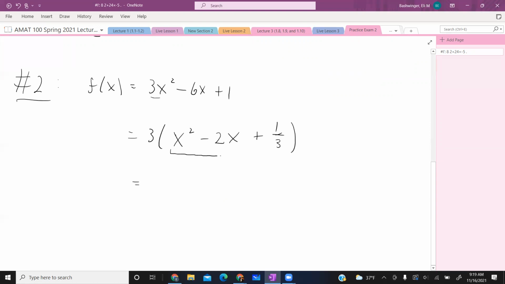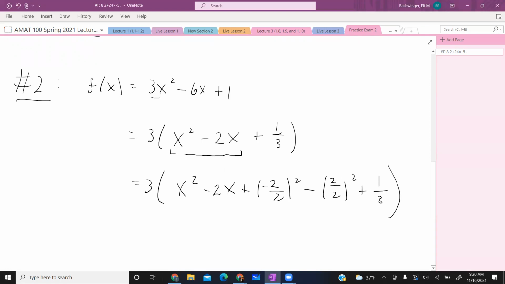And now I'm going to complete the square on this expression. To do that, I take half of the middle term coefficient, and that's -2. I add -2/2 squared, and then I subtract it. So let's add the quantity and subtract it, and then there's the 1/3, and this is all happening within the parentheses. Don't forget that this is 3 times this whole thing.